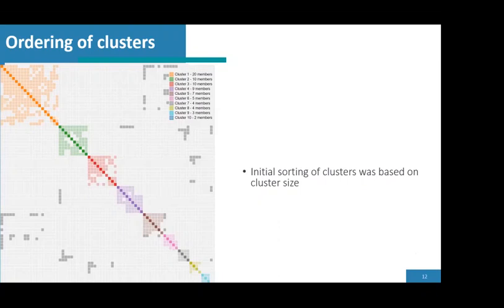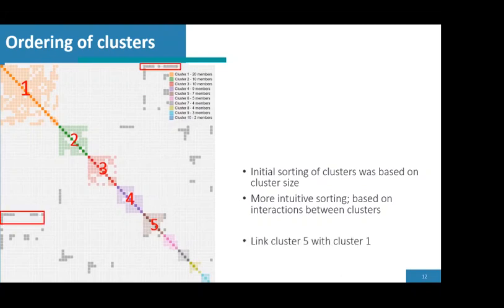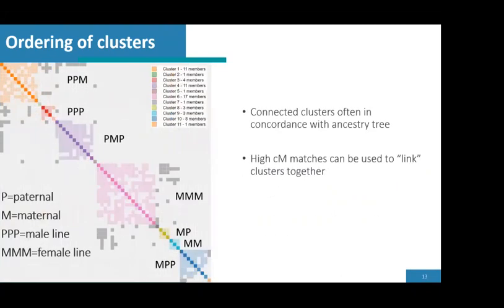The initial sorting of the clusters was based on the cluster size. And as you can see in the chart, cluster 1 is the largest cluster and the following clusters get smaller and smaller. I think this is still the default clustering order at MyHeritage. However, a more intuitive way of sorting would be to employ the gray cells, since that can be indicative for certain interactions between the clusters. If you would sort the clusters based on the links between them, we should link cluster 5 with 1 and link cluster 4 with 2. These connected clusters are often nicely correlating with branches from your ancestry tree.